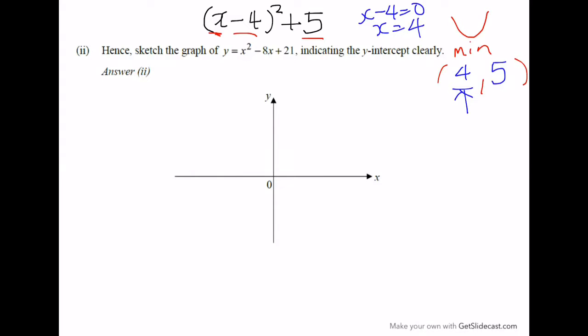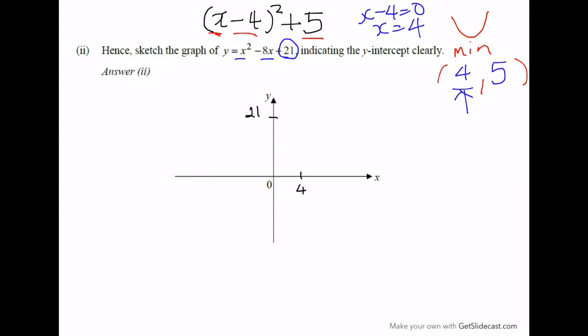Now, after we have found our turning point, which is a minimum point, we need to next work out the x-intercept and the y-intercept. Since the y-intercept is easier, let us find out the y-intercept first. When x equals 0, we will get the value y to be equal to 21. So we know that the y-intercept is 21. So there will be a y value 21 somewhere over here. And we have a minimum point.